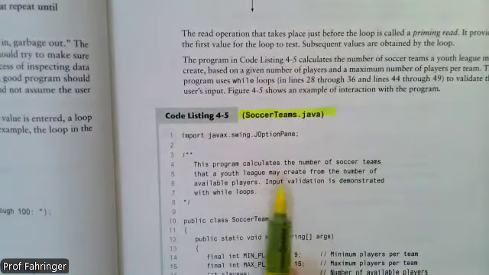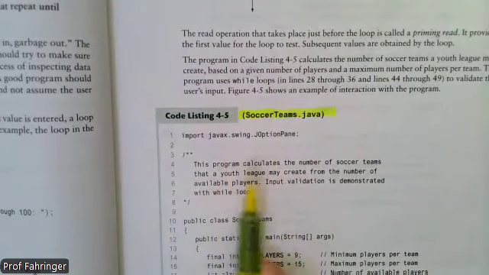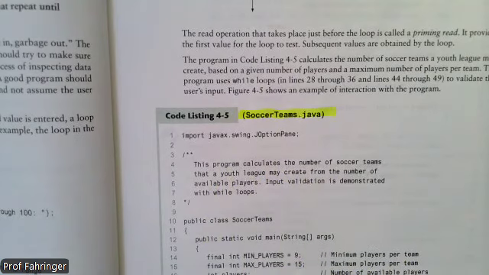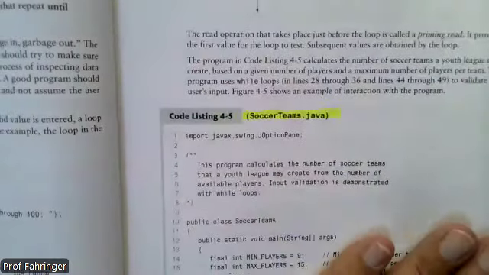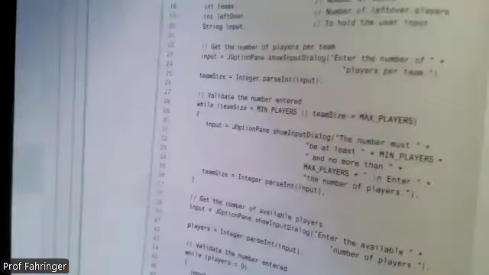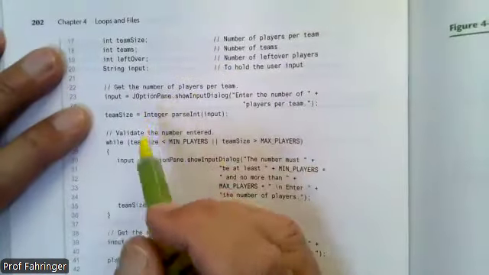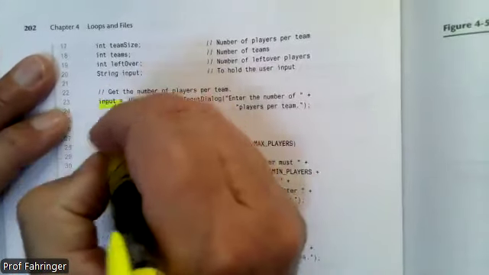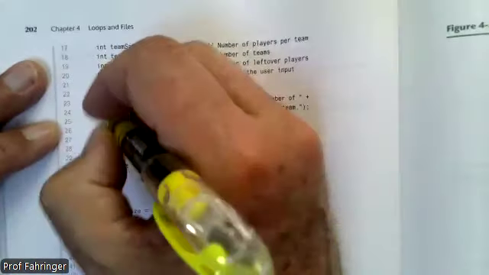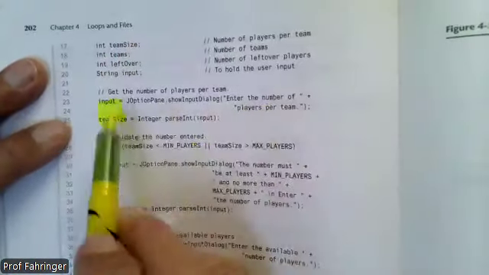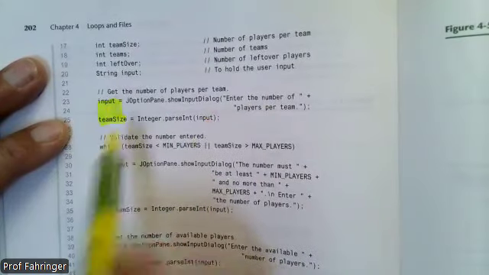All right. Now, nice documentation. Some of you are still lacking on this. This program calculates the number of soccer teams that a youth league may create from the number of players available. Input validation is demonstrated here. Okay, so you type this in, and hopefully you got an idea of what we have. Get the number of the players on the team, right? This is one of my basic inputs right there. These two are tied together. I input it. It comes in as a string, and I convert it to an integer.